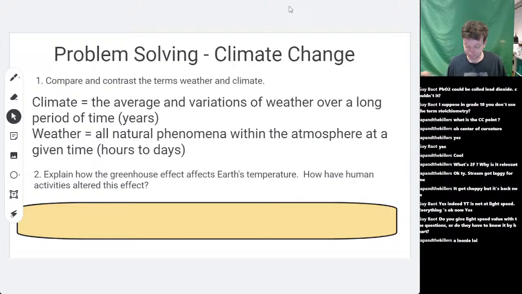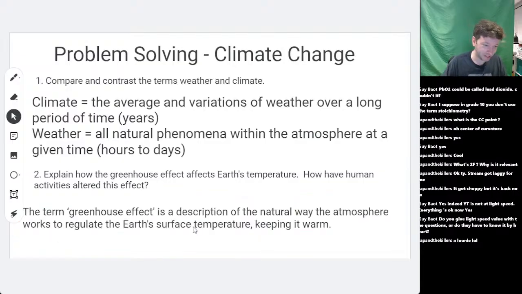Weather is looking at a course of hours to days. Climate is looking at averages over years. And last question, the greenhouse effect. Okay, I think we all know the greenhouse effect, hopefully. The sun gives us energy, and we give off the same amount of energy. We use the energy we get from the sun, and then we give off the same amount in different forms. So we have a nice net zero effect here on Earth. And that's very, very important.